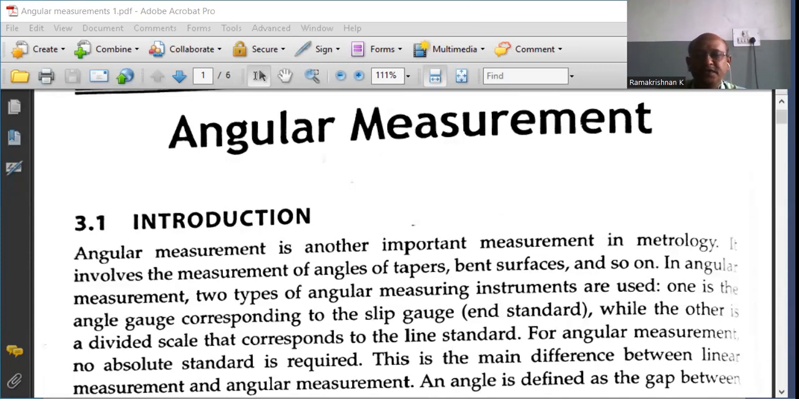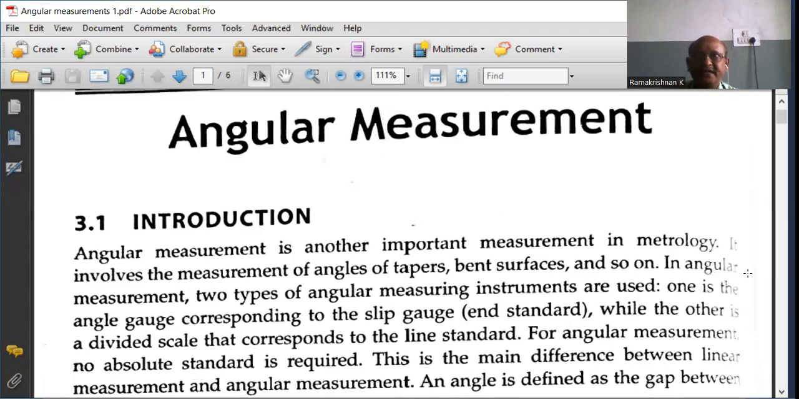In continuation to the linear measurements, in this session, let us discuss the angular measurements. Angular measurement is also an important measurement in metrology. It involves the measurement of the angle of taper and the angle between surfaces.